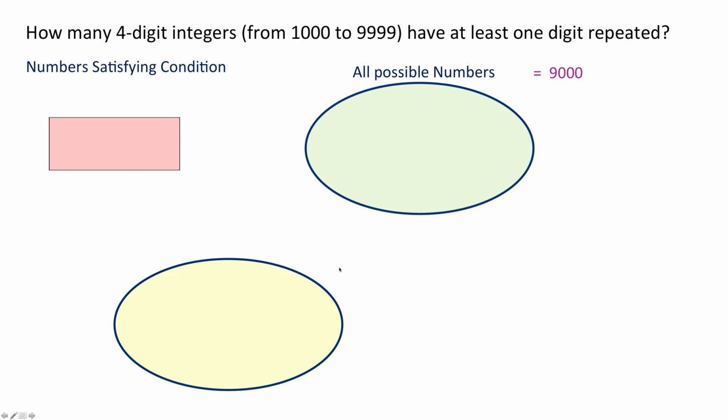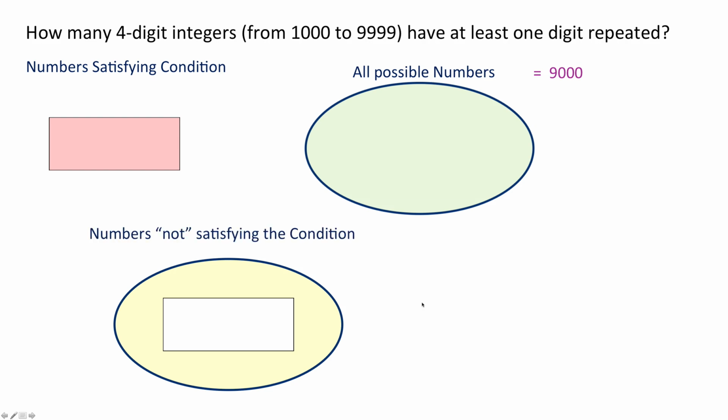Now, if you take away this rectangle from this green oval, you are left with a cutout set. So this yellow shape has a hole which is cut out. This yellow shape represents all the numbers which are not satisfying the condition. All possible numbers, you have taken out all the numbers which are satisfying the condition, so you are left with the numbers which are not satisfying the condition.